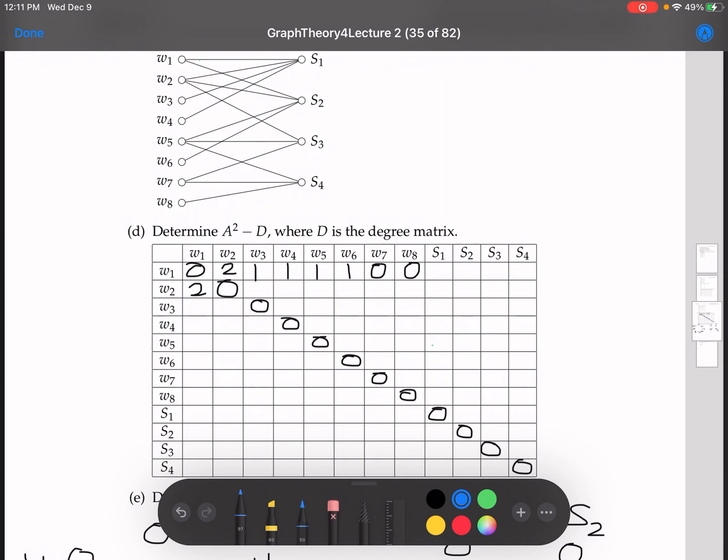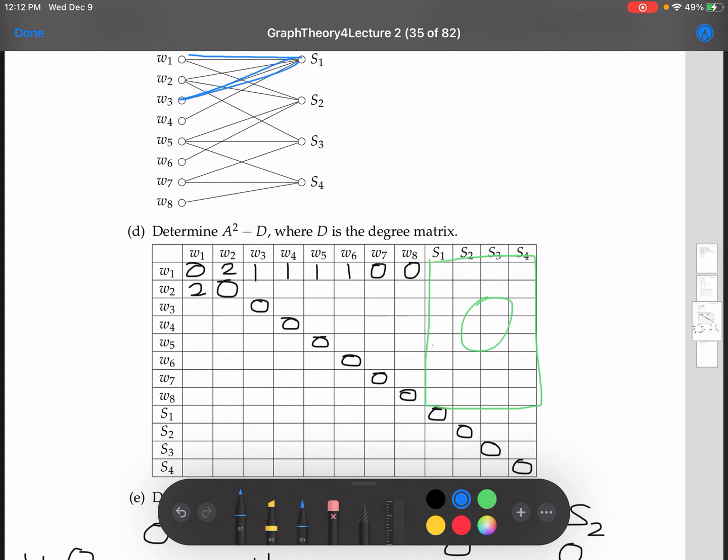One possible way of getting from W1 to S1, right? There's one edge, but now we need another edge. Any other edge is going to take us back over. Do you see that? And now to get back, we're going to need 3 edges. So there are no 2-edge walks from a word to a sentence. It's just not possible. And because of that fact, we know that all of this will be a 0 block.